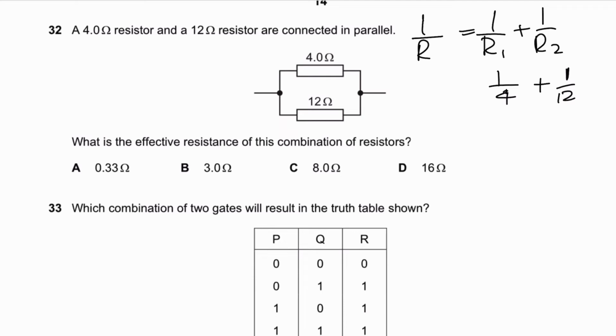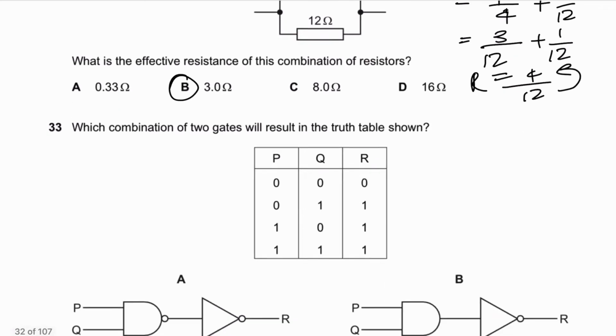Now, to add both of these, if you don't have a calculator, you can say it is equal to 3 upon 12, because you need the same denominators to add, plus 1 upon 12, which is 4 upon 12. So you can either do this or you can just use a calculator, I guess. And then the answer for 32 will be, you can put 12 upon 4, which is equal to 3, to get the resistance. So B. 32.